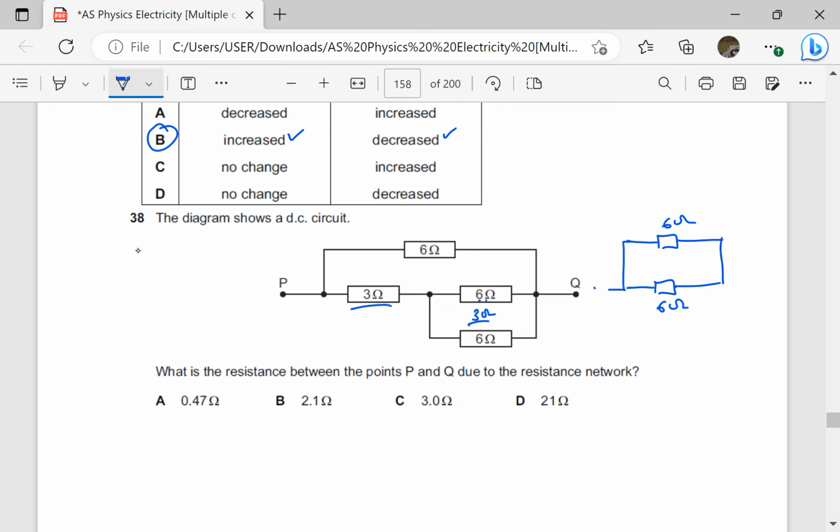This is where we have P and we have Q on the other side. Again, we have 6 ohms in parallel. They are identical, so the resultant is 3 ohms. How am I arriving at 3 ohms? Whenever I have two resistors in parallel, the resultant resistance is the product over the sum. So 6 times 6 over 6 plus 6 gives you 3 ohms. So our answer is going to be C.